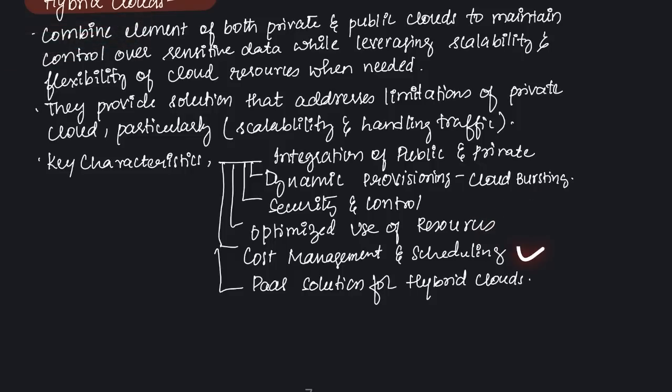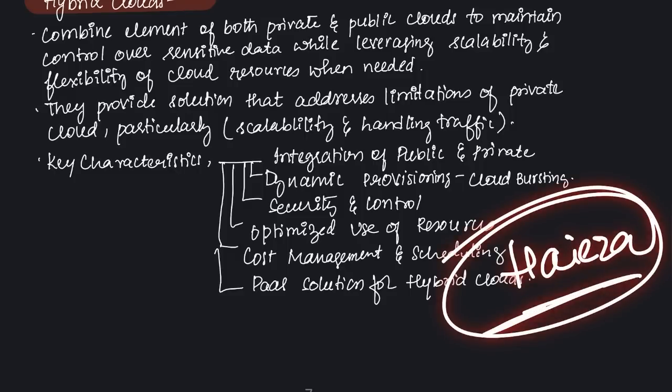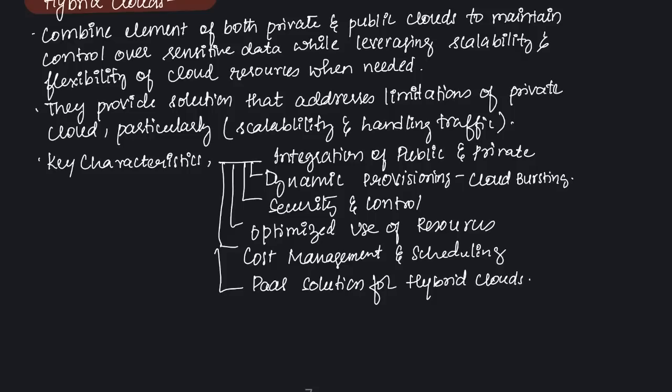Next, we have cost management and scheduling. Proper cost management is happening: how many resources you are accessing and how much data or storage you are accessing. All that is properly calculated and it is scheduled accordingly. So, with advanced scheduling, this platform is used to ensure that public cloud resources are used cost effectively by determining when and how to scale accordingly. Then we have platform as a service solutions for hybrid clouds.